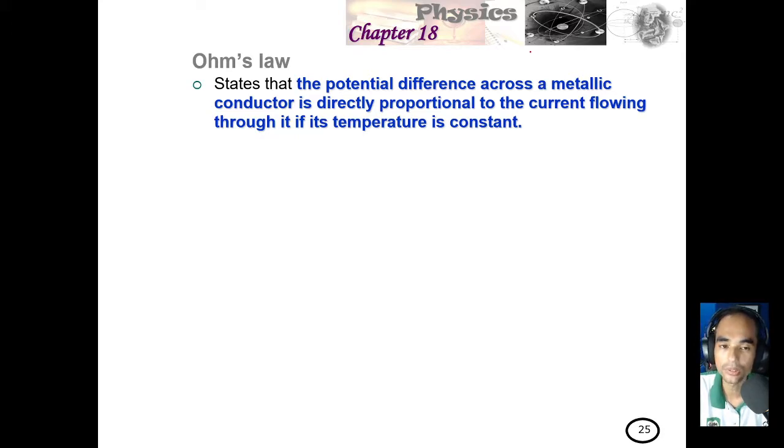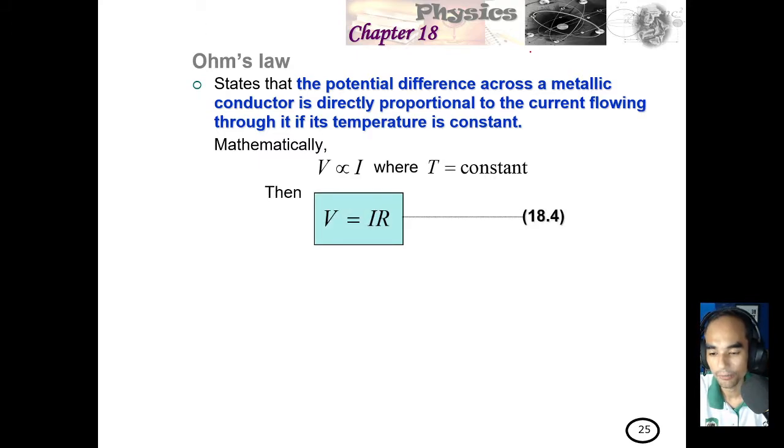So it's a law that says that if the temperature is constant, the potential difference, PD, across a conductor will be directly proportional to the current flowing through it. Mathematically, it says V is directly proportional to I when T is constant. Then V will be equal to IR.